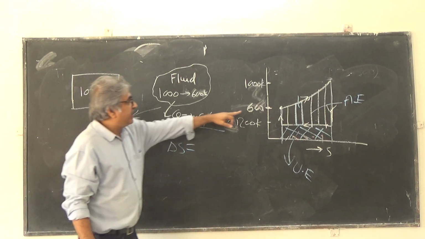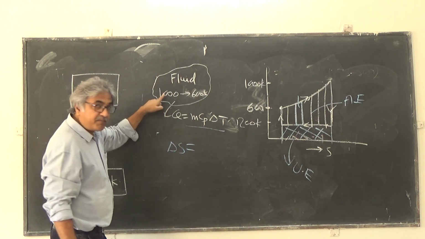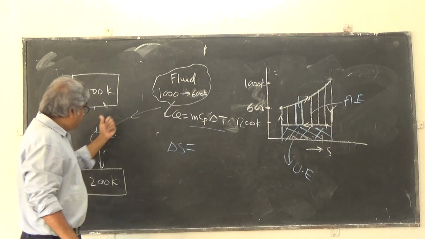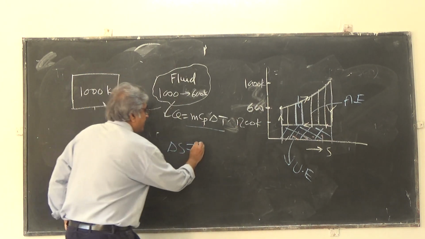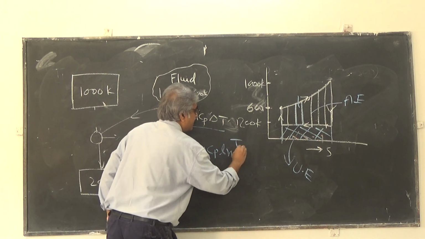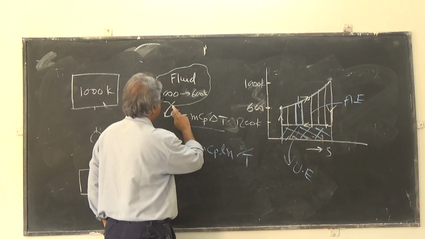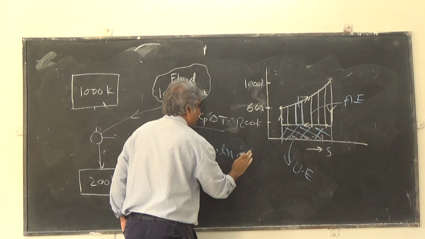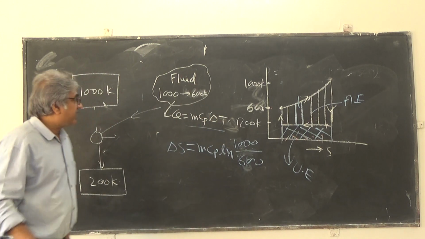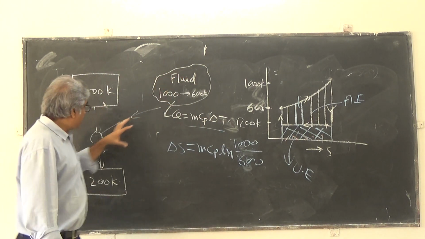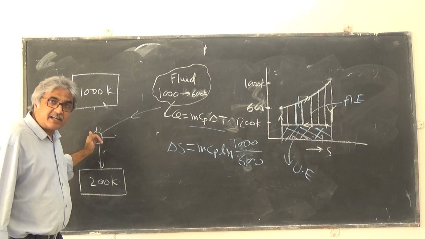Delta S. This fluid, imaginary fluid, is heated from 600 to 1000. This fluid is dropping its temperature from 1000 to 600, but the fluid in Carnot engine will be heated from 600 to 1000. Okay, so entropy change will be mCp ln T2 by T1. T2 is, in this case, we will consider 1000, so 1000 upon 600. Okay. Also remember that entropy change of this fluid and entropy change of the fluid in the Carnot engine will be same. Why? Because there is reversible heat transfer, right?